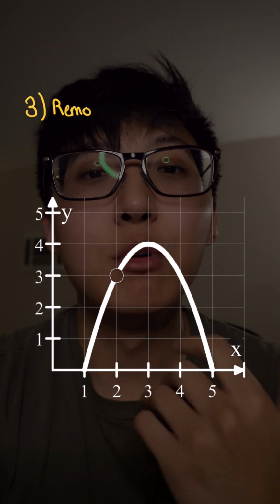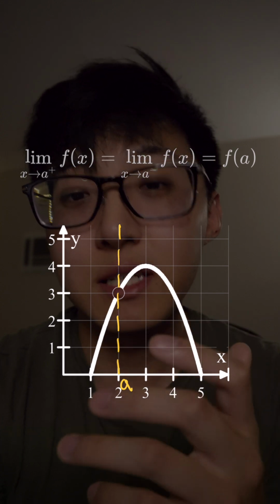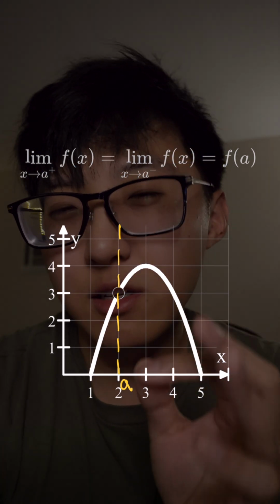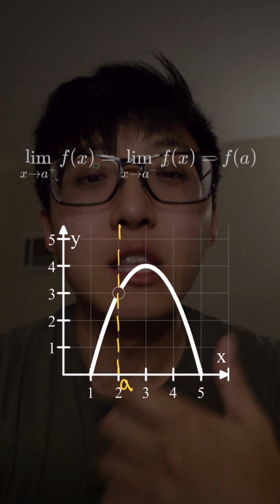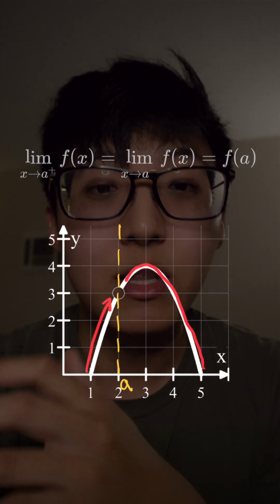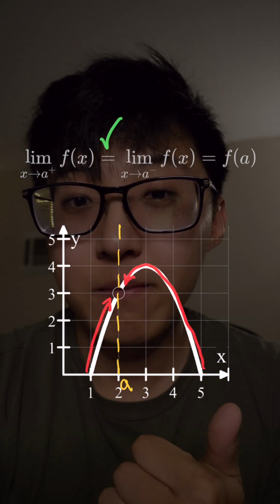Third, we have a removable discontinuity, and it is perhaps the type of discontinuity that is mathematically and visually the closest to looking like it is continuous. But let's see why it isn't. The limit of the function approaching from the left is actually equal to the limit of the function approaching from the right. So a big requirement actually is met.